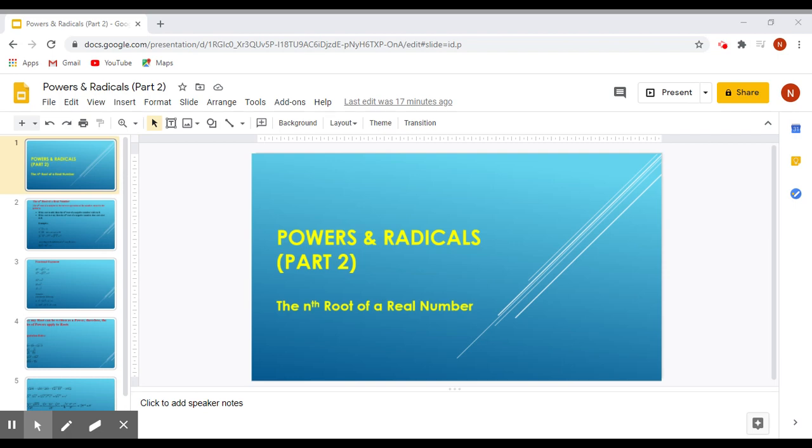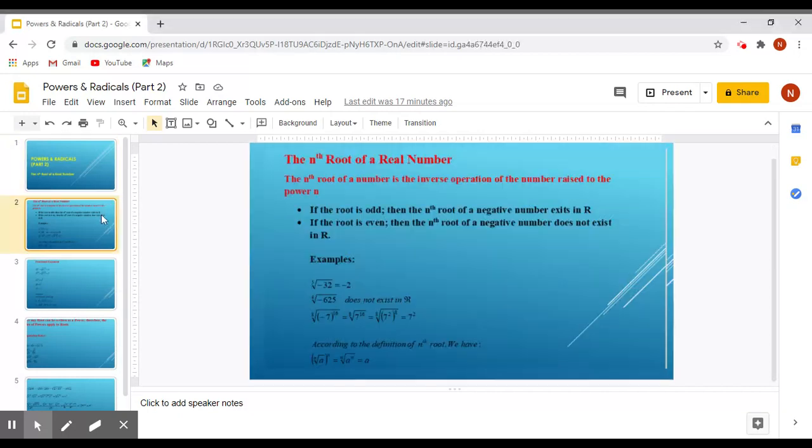In this video, we are going to talk about the nth root of a real number. In the previous video, we talked about the square root and the cube root. Now, the nth root can be any number, okay? So it could be the fourth root, the fifth root, any number. Now, the nth root of a number is the inverse operation of the number raised to the power n.